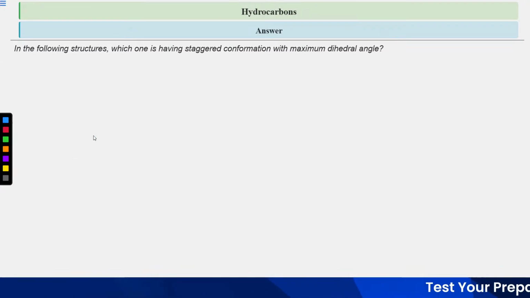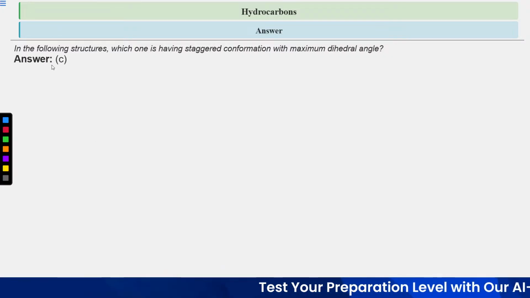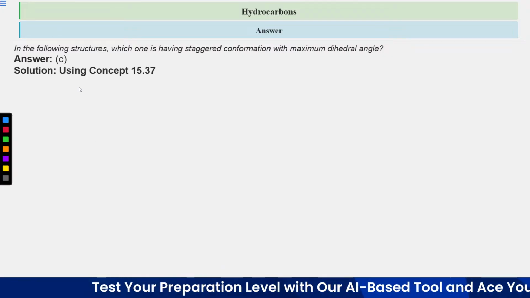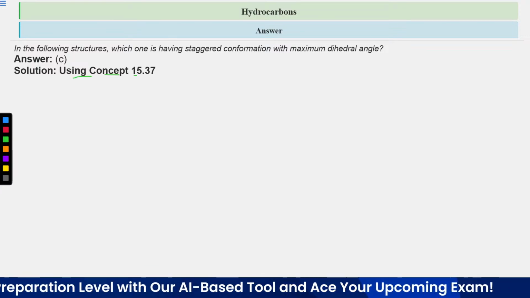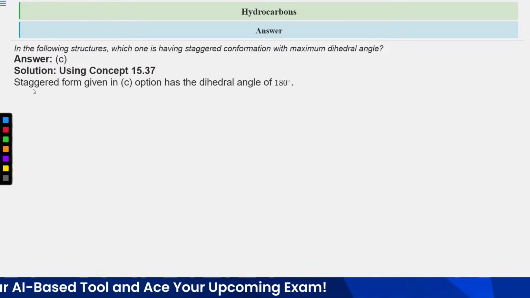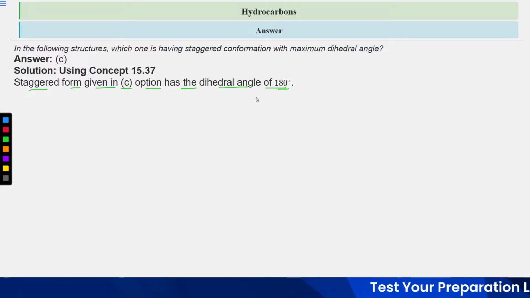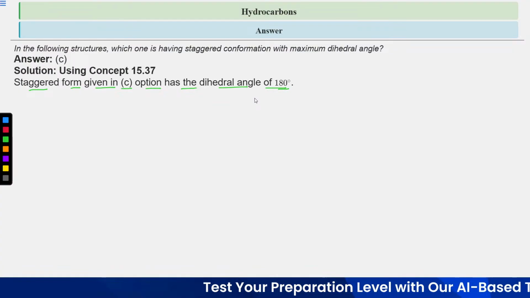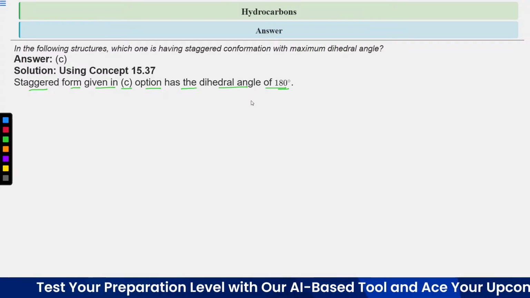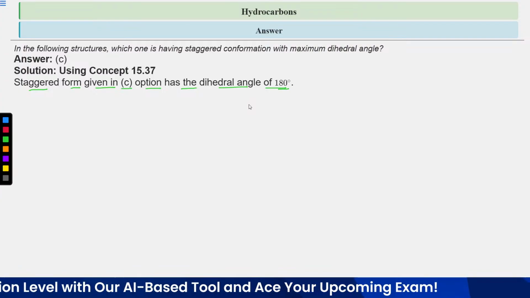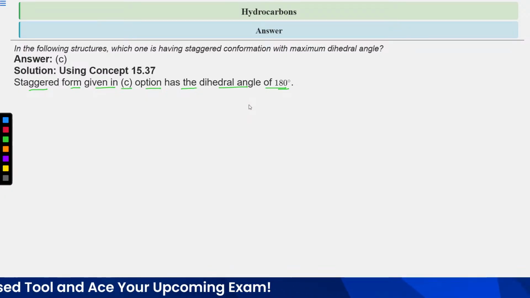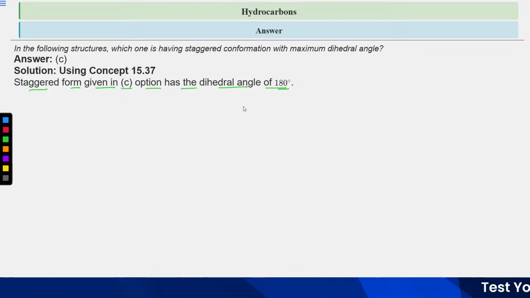So for the given question, the correct answer is option C. Using the concept, the staggered form, which is given in option C, has a dihedral angle of 180 degrees, right? We asked in the question which structure from the options has a staggered conformation with the maximum dihedral angle. So the correct answer is option C, in which you have a staggered conformation, and also the dihedral angle is the maximum, which is 180 degrees.